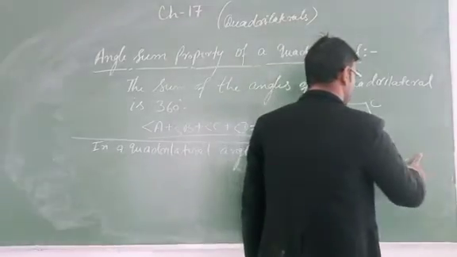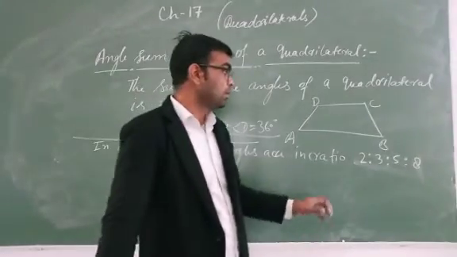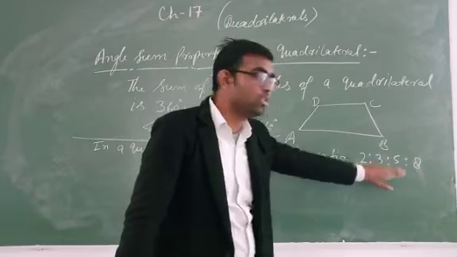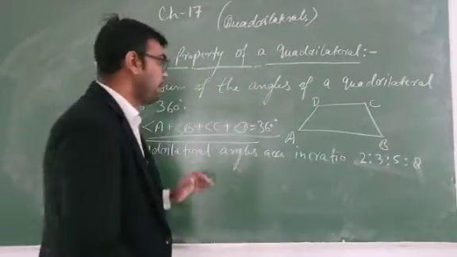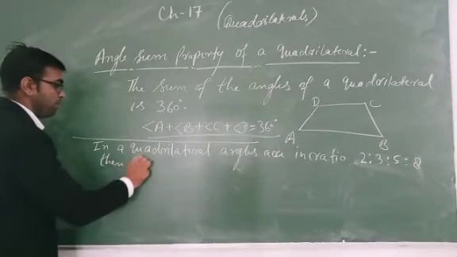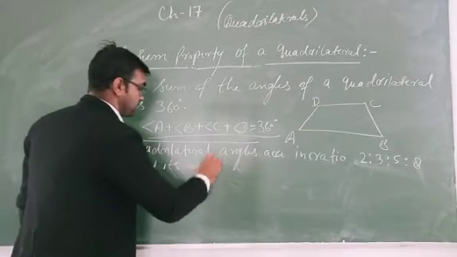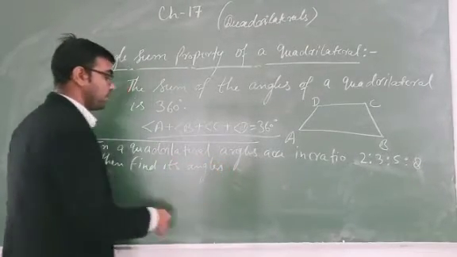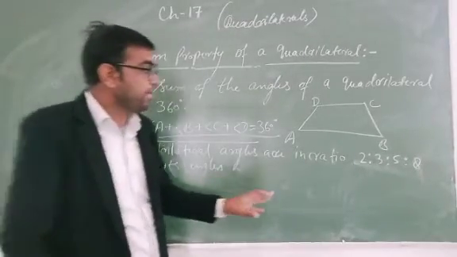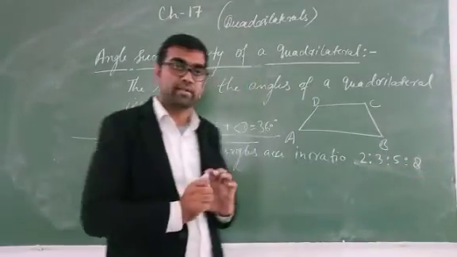Okay, or you can write 8 here, correct. So the question is: given a quadrilateral, if the angles are in the ratio 2:3:5:8, then find its angles. Find all angles of the quadrilateral, and they are in the ratio 2:3:5:8.